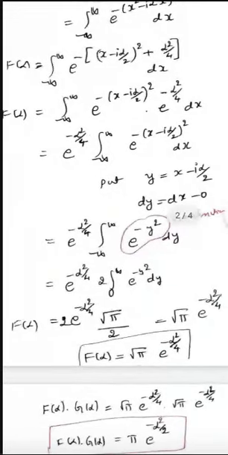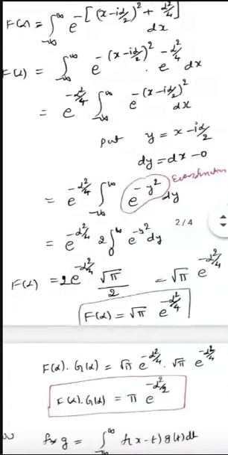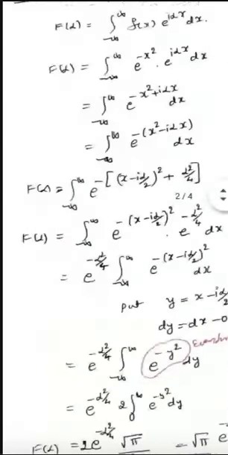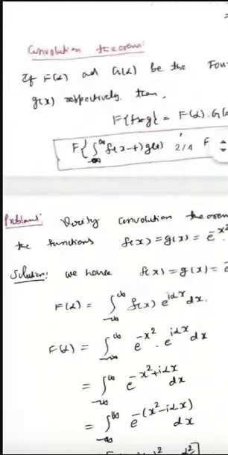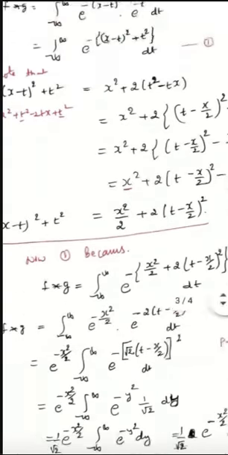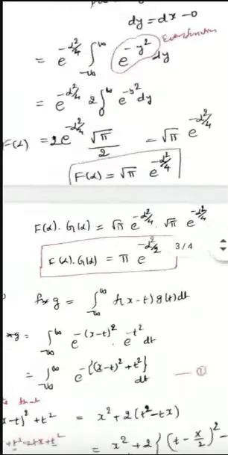This is F(alpha). Since we have a theorem, F(alpha) into G(alpha), we have this theorem: it is the integration of f(x - t) g(t) dt. So I can write that here.